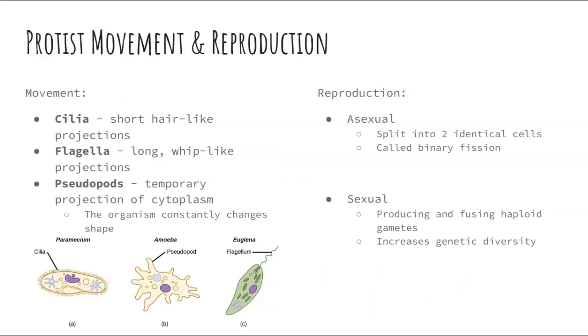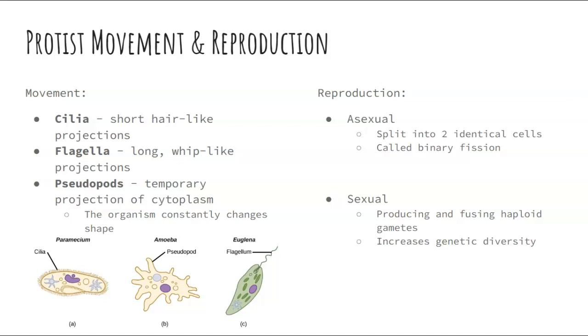They have really interesting ways that they can move and ways that they can reproduce. We talked about that they can reproduce asexually or sexually, and we're going to talk about how they do that. But first, let's talk about movement. There are three different ways that they can move: with cilia, with flagella, or with pseudopods.